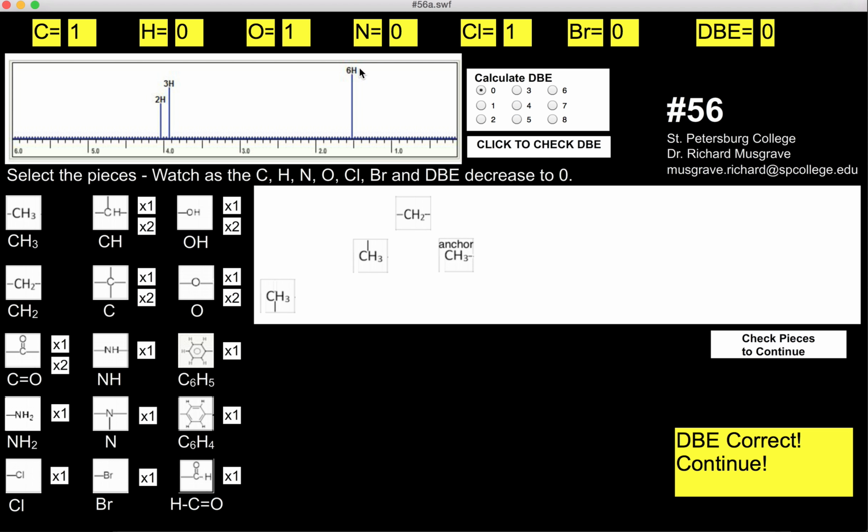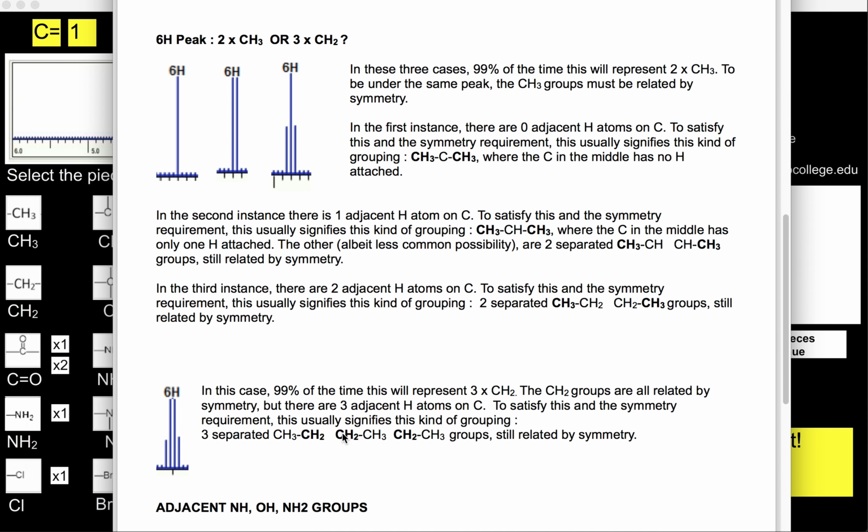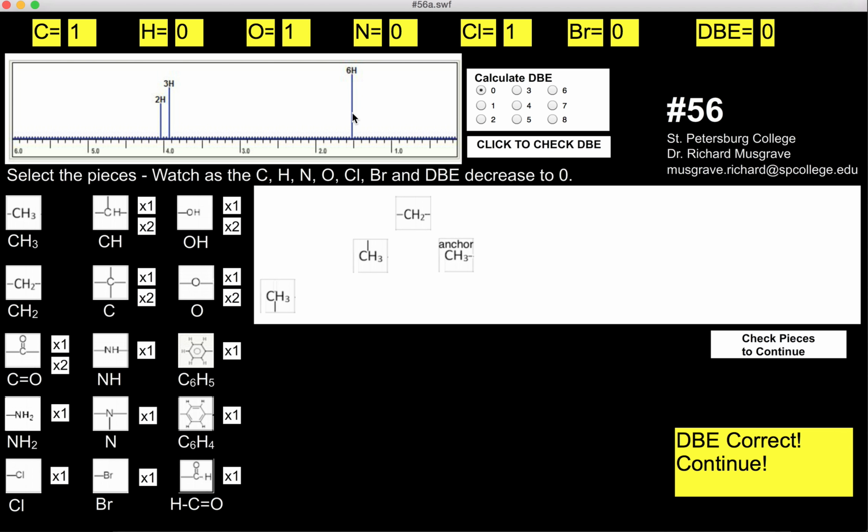When deciding whether a 6H is going to be 2 CH3s or 3 CH2s, I think what you've got to do is look at the number of peaks involved with the 6H peak. When there's 1, 2 or 3 peaks, because of symmetry requirements, this generally means that we're dealing with 2 CH3s. It's only when we have 4 peaks under a 6H that we think about 3 CH2s. In this case we've got 1 peak, so we're looking at 2 CH3s, and that's why I made that choice.